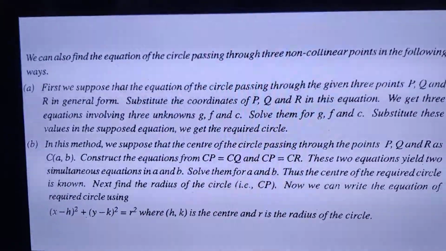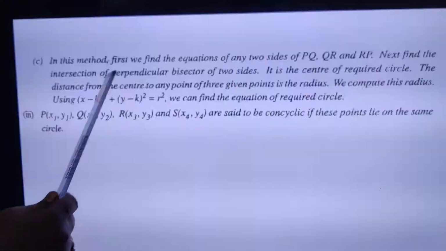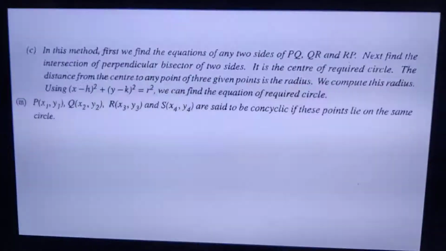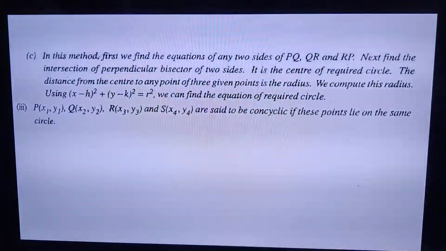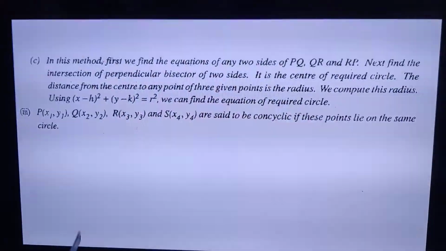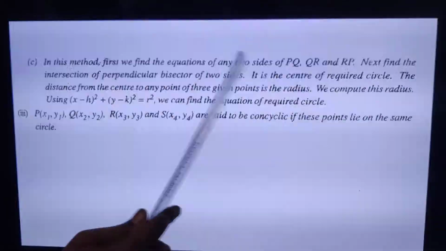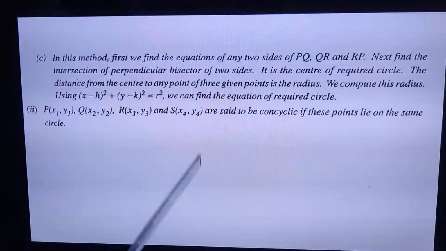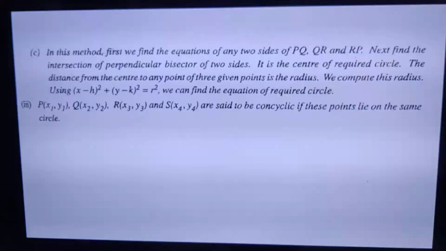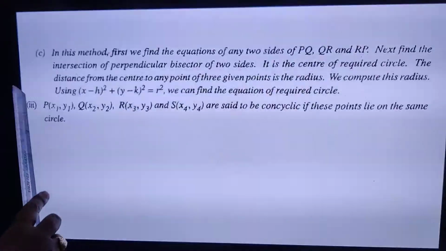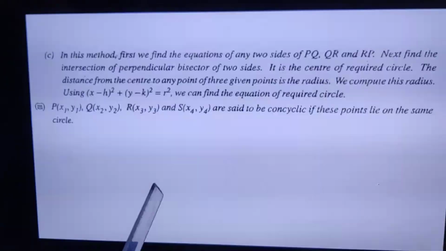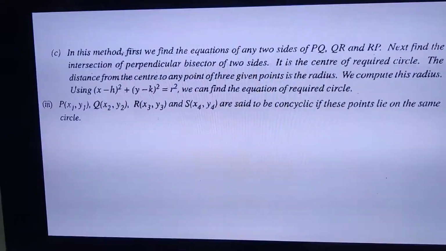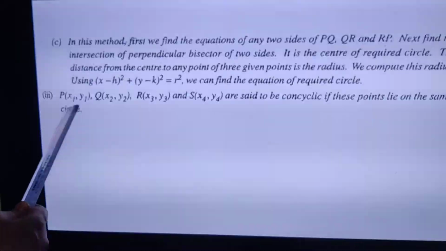Next, there is another method. In this method, first we find the equations of any two sides of PQ, QR and RP. Next, find the intersection of the perpendicular bisectors of any two sides, PQ, QR or QR, RP or RP, PQ. It is the center of the required circle. Then we find the distance from the center to any point, CP. We get the radius of the circle. We compute the radius.